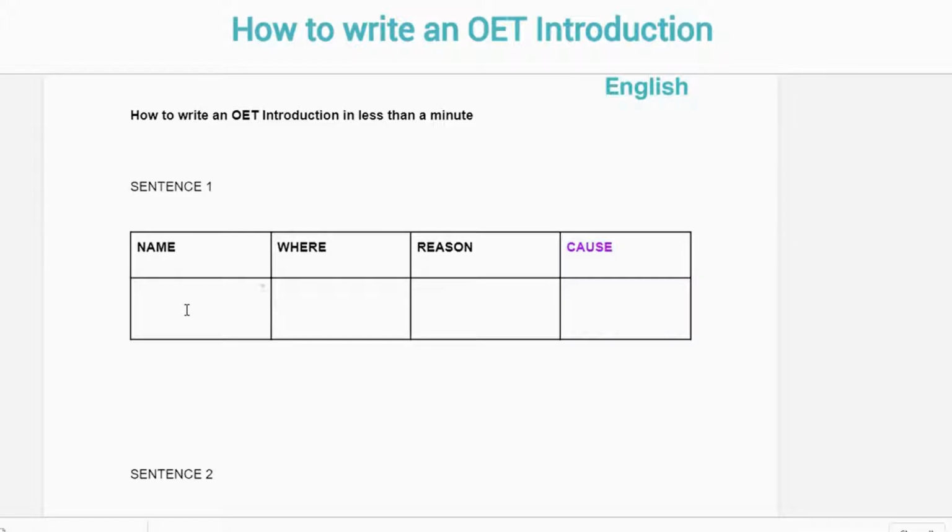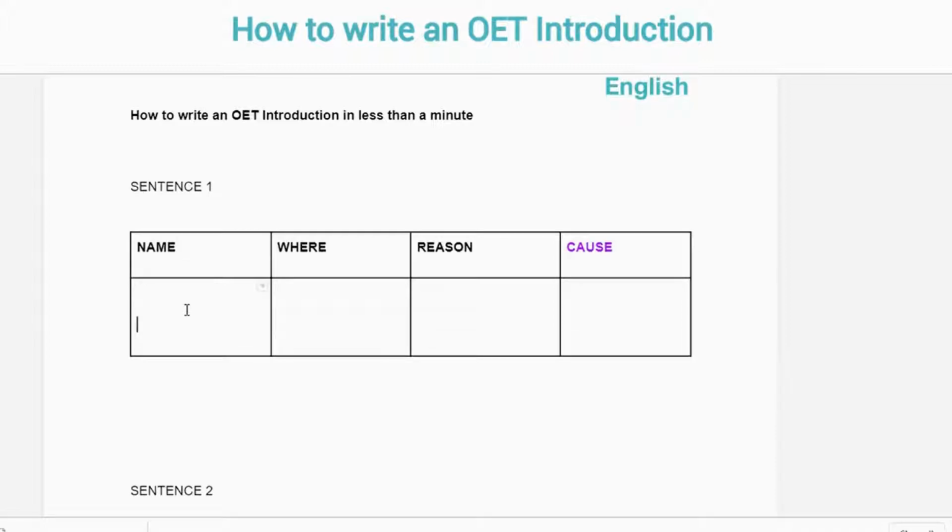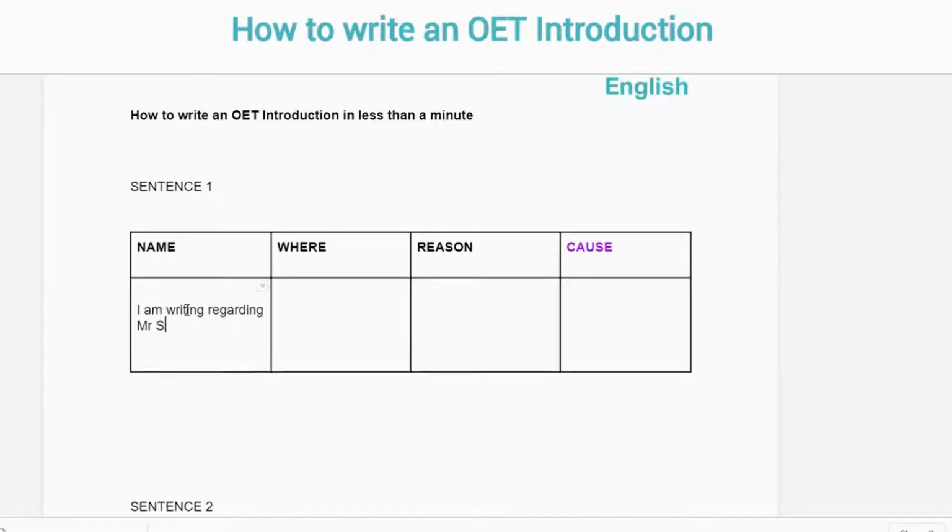Let's have some real examples. Raji, can you give me an example of how you might start sentence 1 in an OET letter? Can you finish that for me? Yes, sir. I'm writing regarding. Good. Writing regarding, and let's think of a name. Mr. Smith. Mr. Smith, fantastic. All right, so this is the first part of our first sentence in your introduction. It's always I'm writing regarding plus name. Simple.